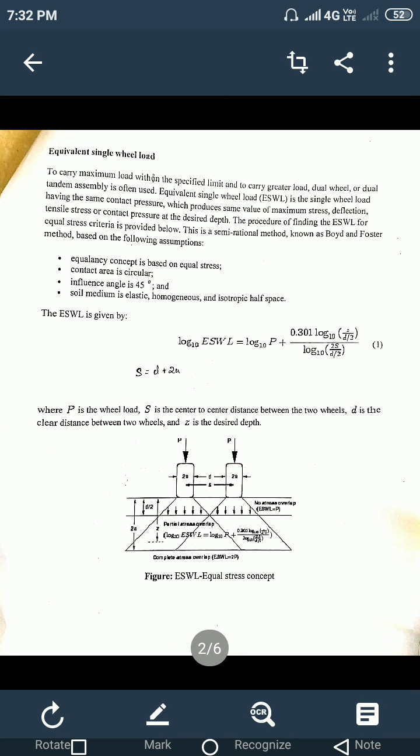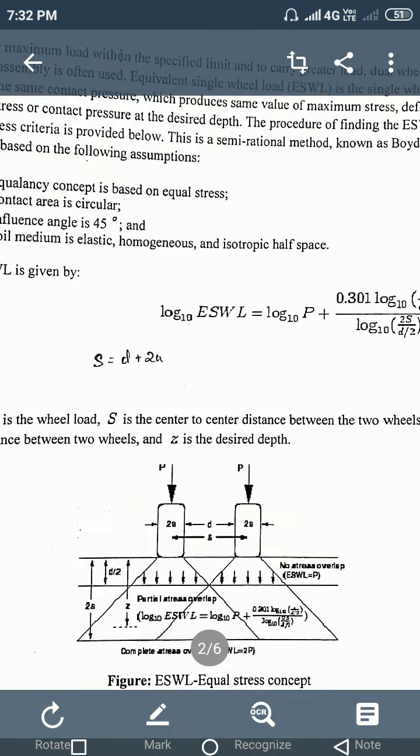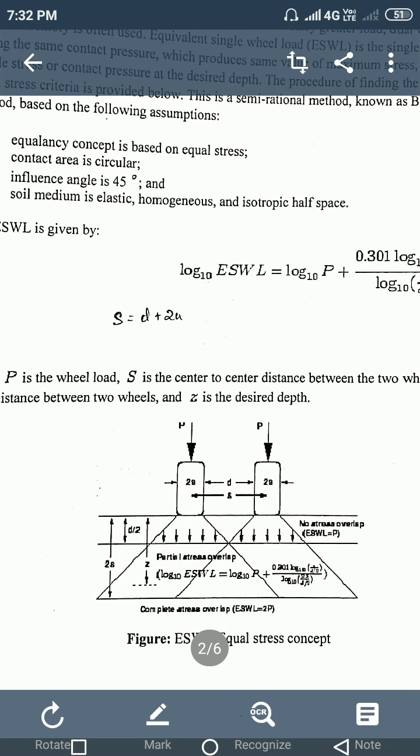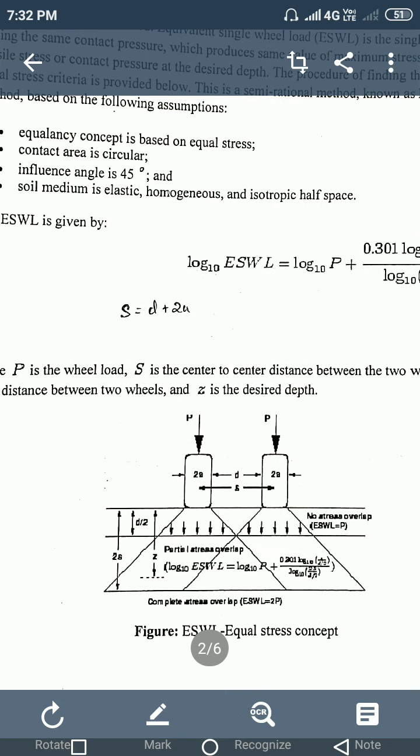In that, one of the important topics, the ESWL concept, is nothing but equivalent single wheel load. What do you mean by this equivalent single wheel load? In order to carry the maximum load under the specified limit, we are using dual wheels instead of a single wheel. You can observe in the figure.